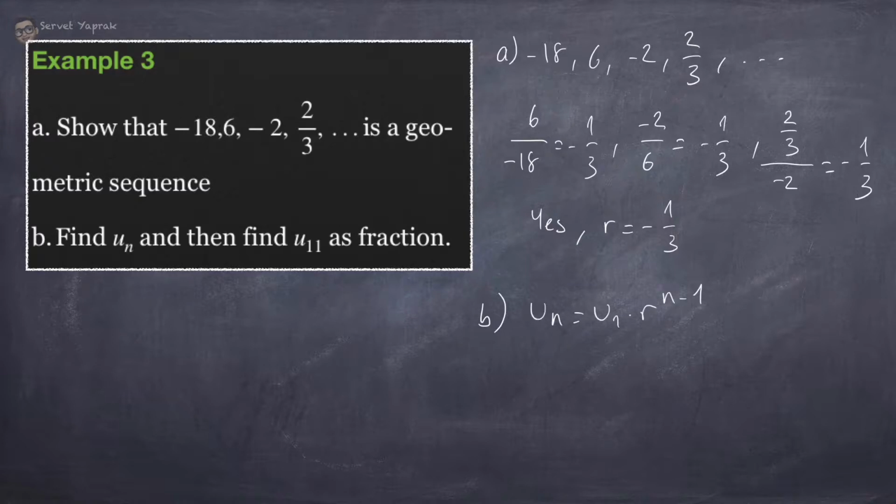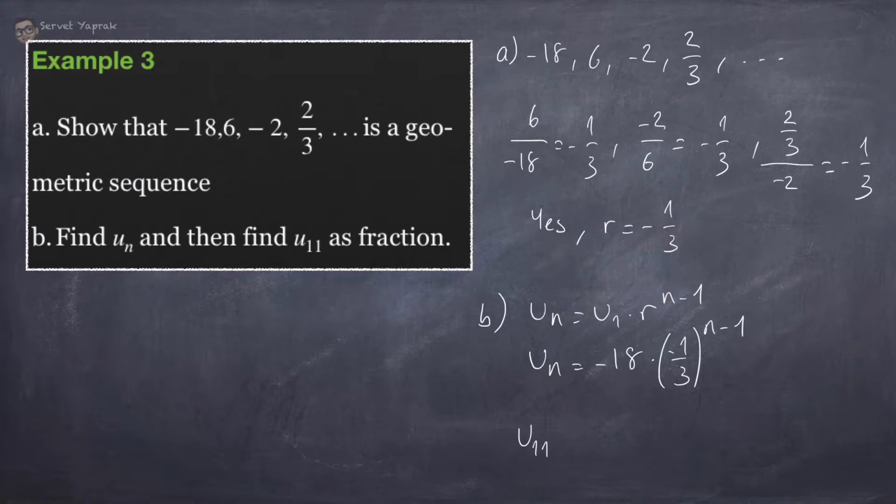So let's find it. The un formula is this, u1 times r to the power of n minus 1. This will be given in the formula booklet. So I will just substitute the first term and common ratio into this formula. So un equals, the first term is negative 18 times negative 1/3 to the power of n minus 1. So in this formula, we will substitute 11 to find u11 as a fraction.